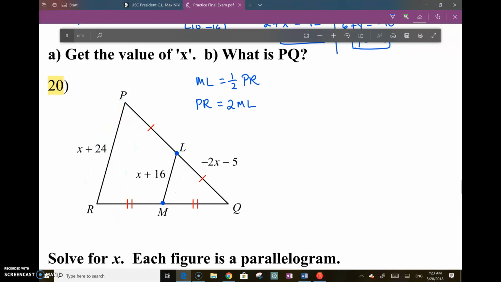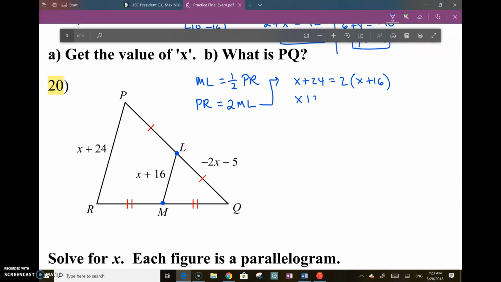So it depends how you want to set it up and what you're comfortable with, whether you're comfortable working with a fraction or you prefer a whole value. But either equation can help you solve to figure out the value of x. So I'm going to go with the whole value, the 2 ML equaling 1 PR. PR is x plus 24. So now we have x plus 24 is equal to 2 MLs, which is 2 times x plus 16, that's the value of 1 ML. And then we go ahead and solve this.